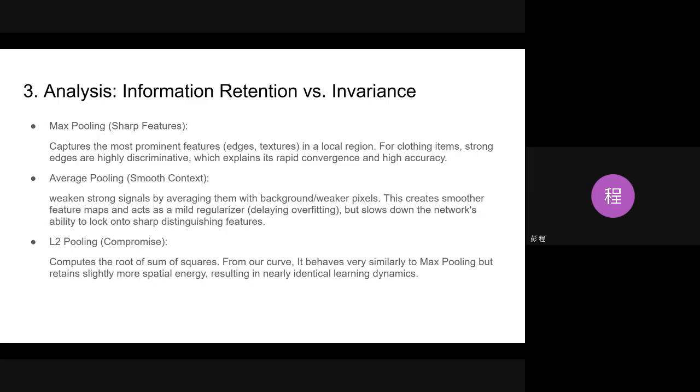And for L2, it computes the root of the sum of squares. But in this case, it performs very similar to max pooling. It's mainly because when computing the root of the sum of squares, the maximum value will affect the final value a lot more than the smaller values. So it's very similar to max pooling, but still preserves some smoothness. Next page.